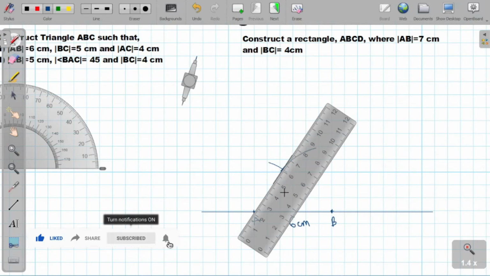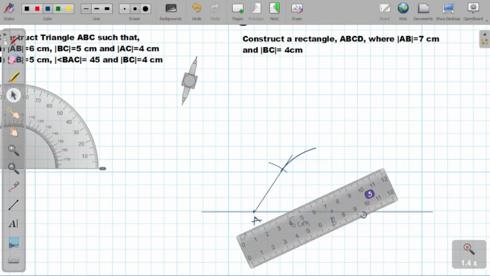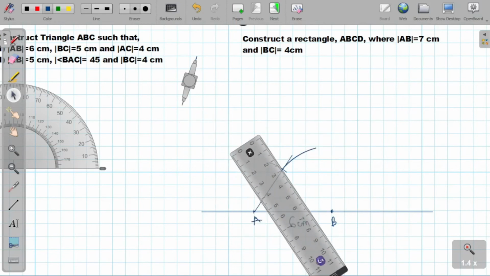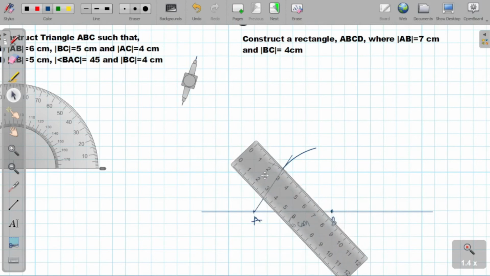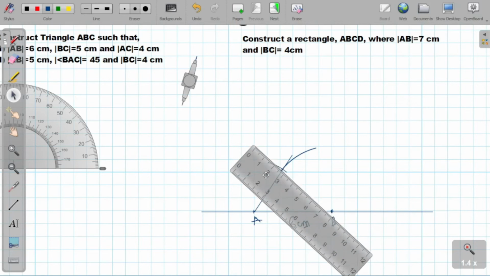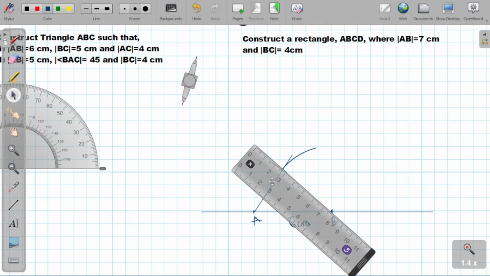pencil and I draw the line to join the two sides, and I realign my rule so that I can join the other side as well. So I do that as well. This is the point, and yeah, some point here. Alright, so I now draw my line.